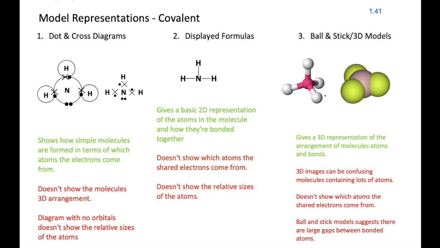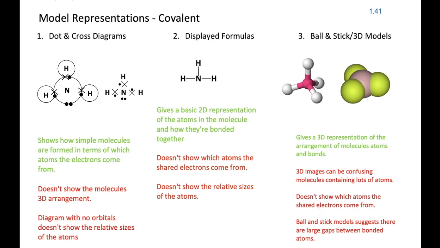The last 2 structures really are ball and stick models like this one and other 3D models like this one. A good thing about these is obviously the fact that they're 3D, so we can get to see the structure more realistically, but this does have its downside. If you have a large molecule with many atoms, the 3D structure tends to become more complex and could be confusing to look at. Also, like before, it doesn't show where the electrons have come from, but we've already said why. This doesn't really matter too much. And lastly, the ball and stick model suggests that there are gaps between these covalently bonded atoms, which just isn't the case. But just like last time, these models are useful for different things.